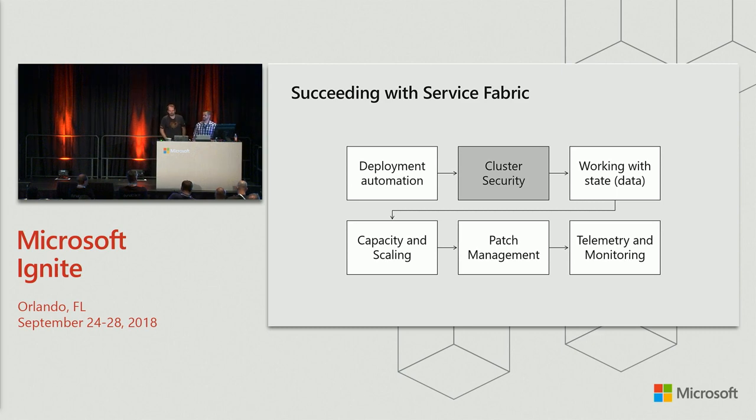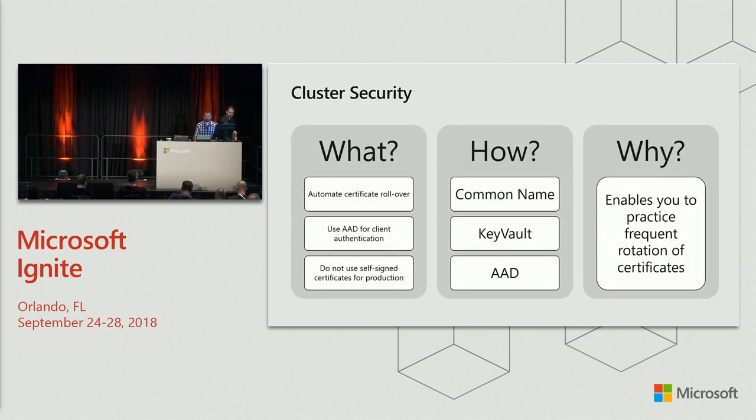My favorite topic, security. The next topic we're going to get into is cluster security. Specifically, three things I want you to take away from this talk: automate certificate rollover by using common name, use AAD for client authentication, and do not use self-signed certificates in production.